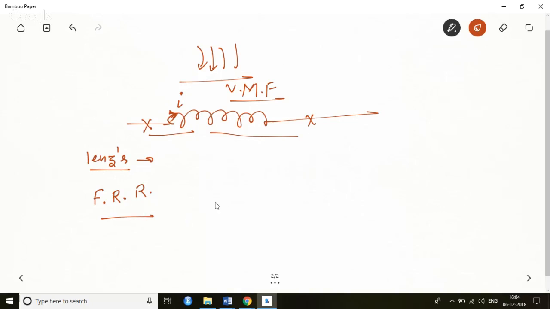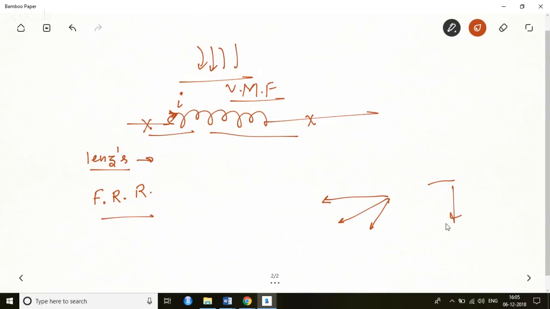Fleming's right hand rule tells me that, suppose this is your thumb, this is your index finger, and this is your middle finger. So middle finger, I'll make it like this.